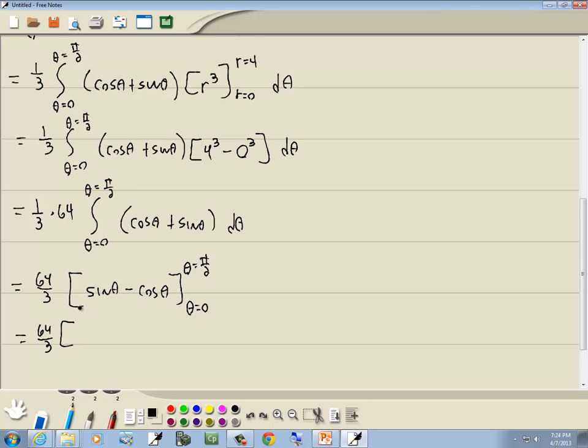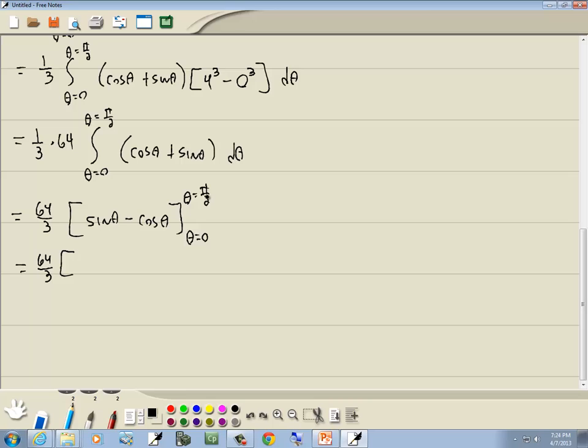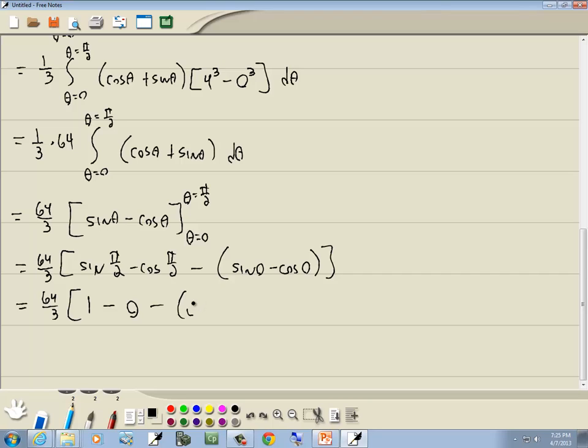And now I'll plug in those values. So I'm going to first put pi over 2 in for theta. So I have sine of pi over 2 minus cosine of pi over 2 minus, I have to put parentheses here because it affects everything that follows it. I'll put 0 in for theta. So we've got sine 0 minus cosine 0. So that gives us 64/3. Sine of pi over 2 is 1. Minus cosine of pi over 2 is 0, if you look in a unit circle. Minus sine of 0 is 0. Minus cosine of 0 is 1.